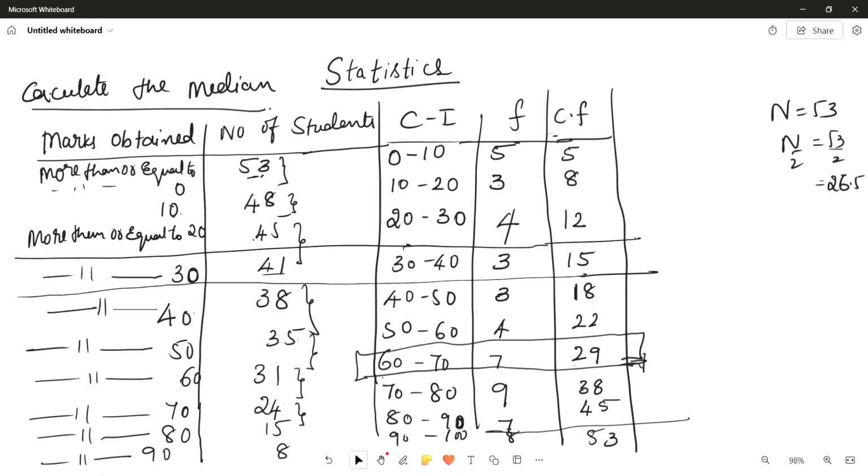Okay. Again I repeat, see, first median means you have to calculate CF. In the CF column, n by 2 is 26.5. More than 26.5 in the CF column, select. So 29. So this will be the median. Now calculate median.